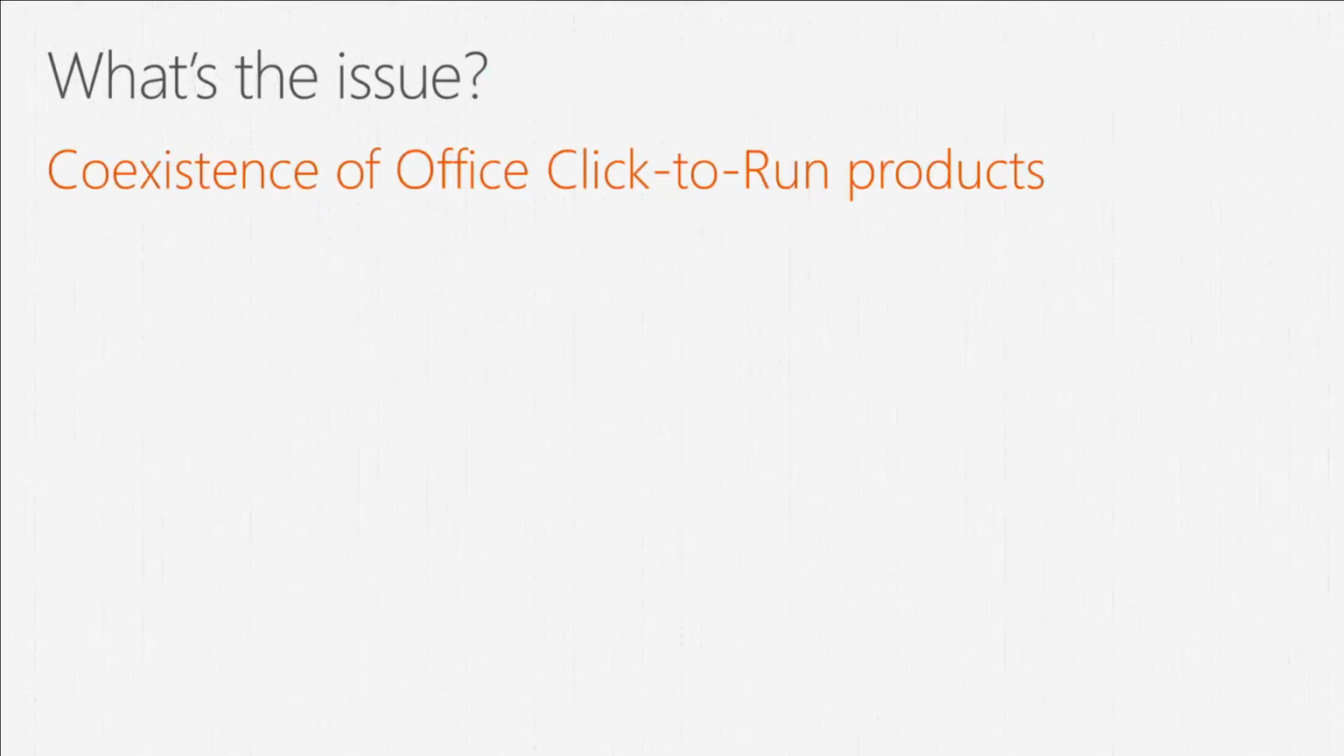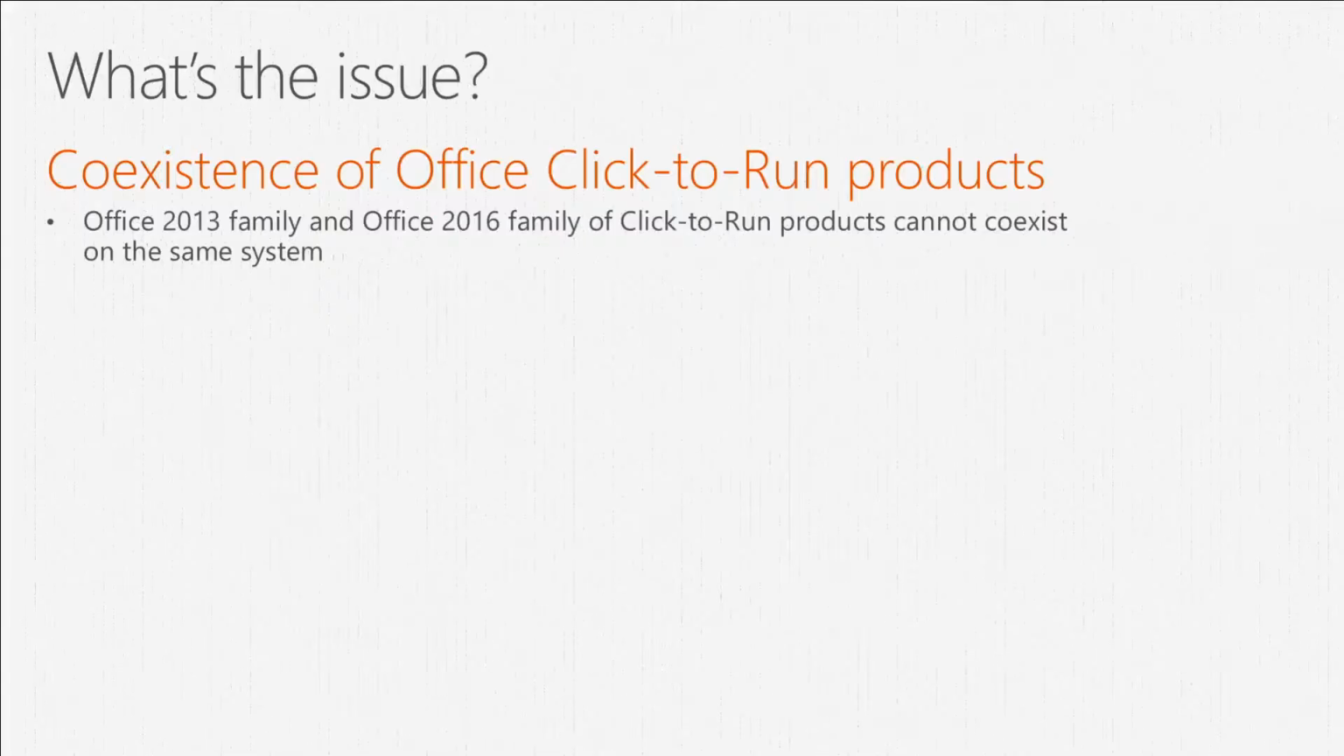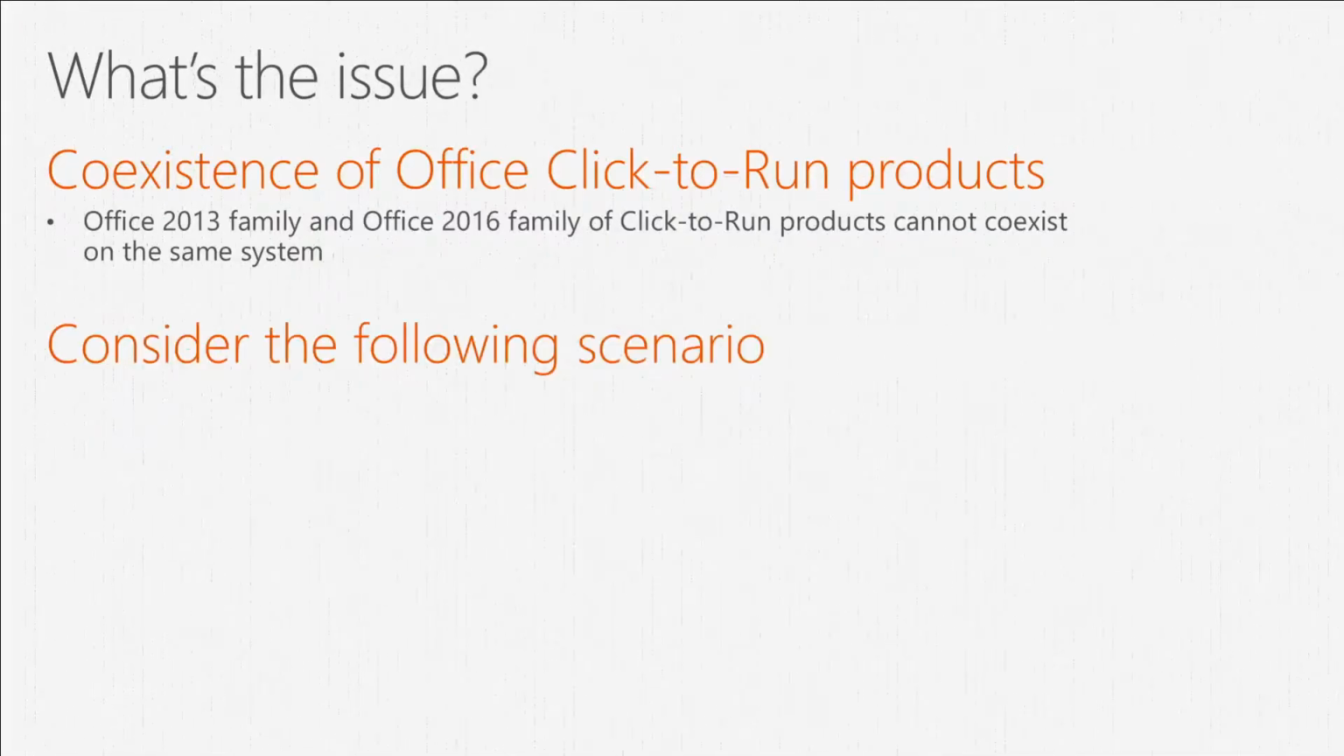So what is the issue here? Why are Office 2013 Click-to-Run and Office 2016 Click-to-Run not working together? It all has to do with coexistence. An Office 2013 family product cannot be installed or coexist on the same system as an Office 2016 product. So let's talk about a scenario here.